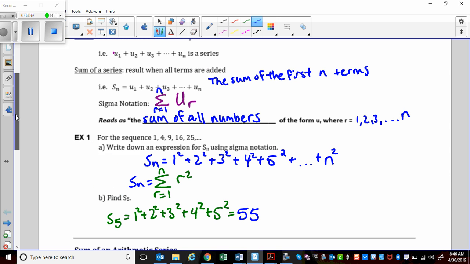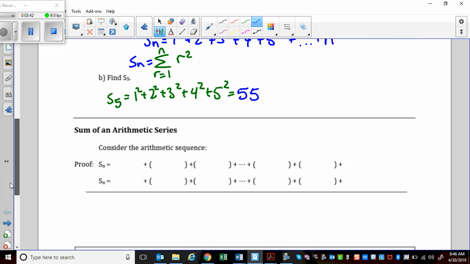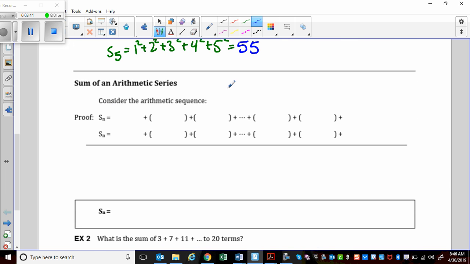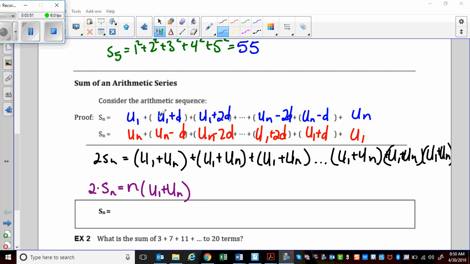Alrighty. So let's just go down. So consider the arithmetic sequence. I'm going to fill this in, and I'll show you the proof in a second. Let me just go over this real quick. So if we have our S sub n, the sum of our series, it is our initial term plus the initial plus the difference, right? When we have arithmetic, we have a difference. And then the third term is our initial plus 2 times our difference. We learned this last class.